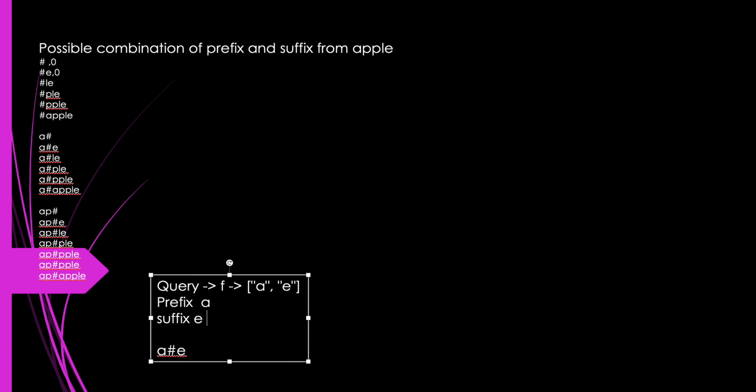And then we are given query or the value of f as a, e. So in map we will search for a key with prefix which is a, hash, suffix which is e. So like this we will search in the map and will return its value. In this problem it will come out to be 0. That's it for the solution part. Now let's quickly move to the coding part.